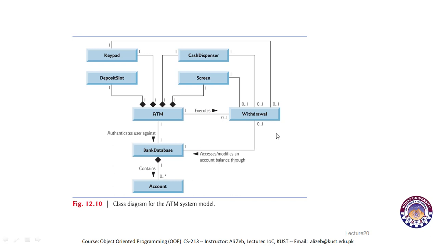The withdrawal class also has a relationship with the bank's database, since the withdrawal can access and modify the account balance. So it needs to have a relationship with the bank's database. As we can see, we are not providing any direct access to the account class. All access to the account class is through the bank's database, because the information needs to be updated within the bank's database to be available in the account class.